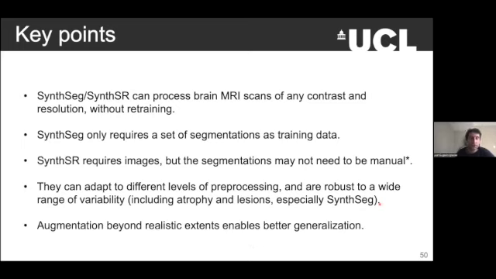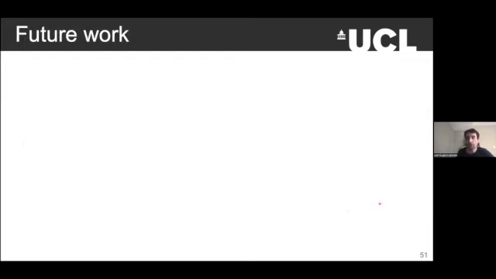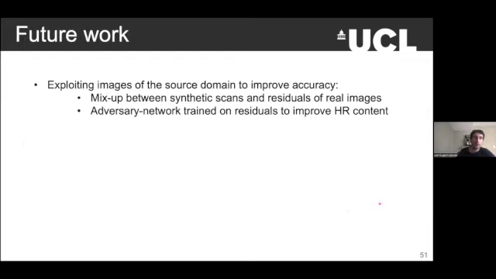And yeah, the last message is that augmentation beyond realistic extents will get you a network that generalizes much better. And in terms of future work, maybe we're thinking of exploiting images of the source domain to improve the accuracy, maybe doing this mix-up technique where you mix the data between synthetic and real scans. So maybe you can give a more realistic texture to your training data, or maybe use adversaries. Everybody likes GANs these days, to try to improve the realism of the high resolution features in your images.